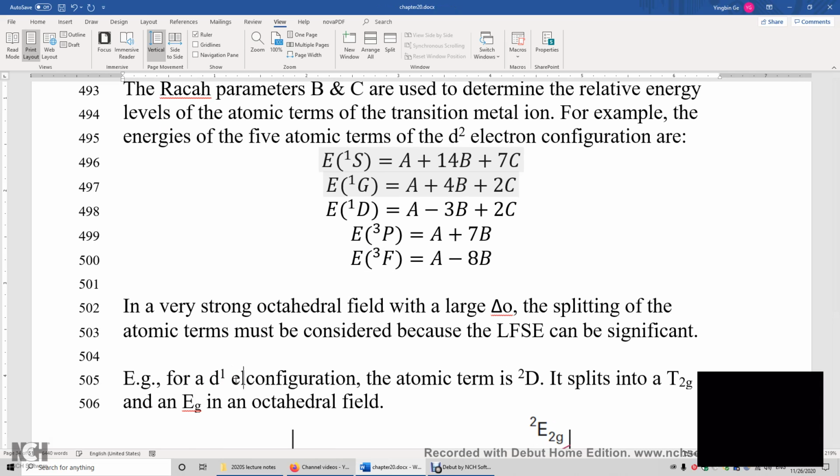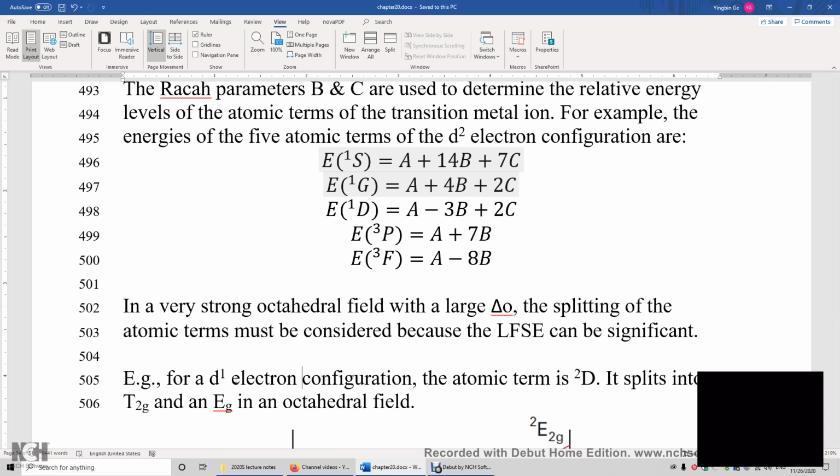In this d1 electron configuration, there's only one electron. This electron can occupy one of the 5 d orbitals, and this electron can be alpha spin or beta spin. Therefore, there are 5 times 2 microstates, 10 microstates. And we can group these 10 microstates together to get the atomic term. It's 2D. 2 is the spin multiplicity. D means L equals 2. And why is that? Well, since you have only one electron, then the sum of M sub L is equal to the value of M sub L of this single electron. That's -2, -1, 0, 1, 2. Therefore, the uppercase L for this atomic term is 2. And then you have S, P, D, F corresponding to L equals 0, 1, 2, 3. So that's why it's 2D.